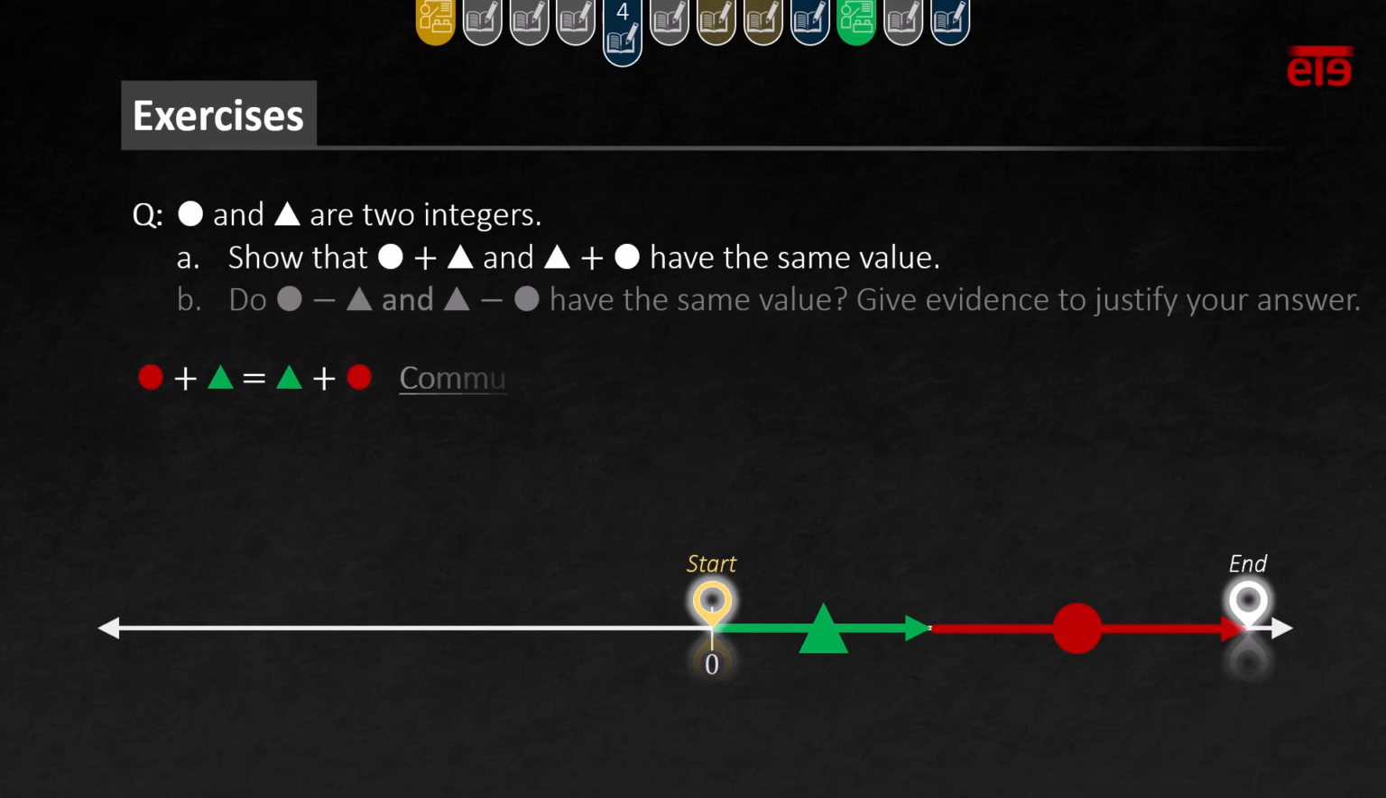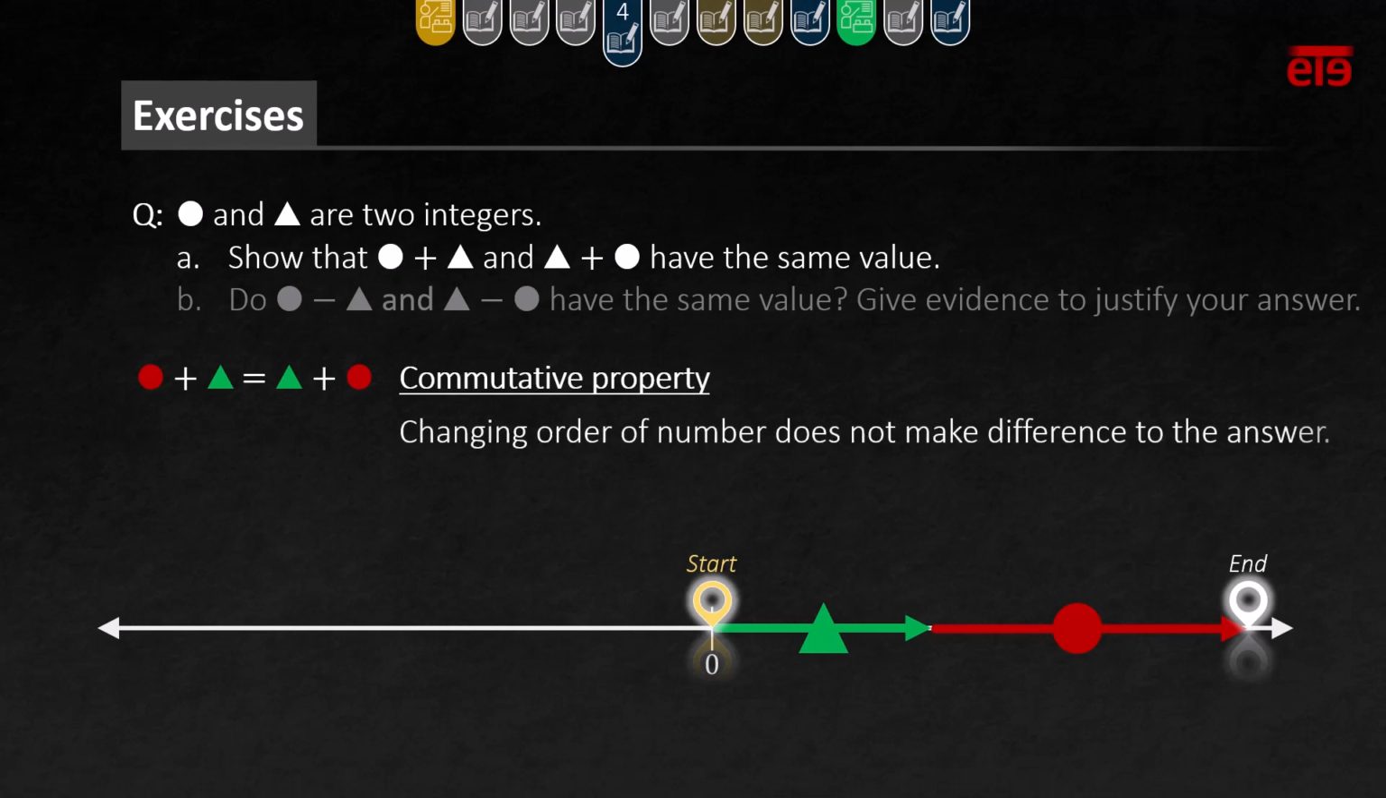This is called the commutative property of addition. When we add, changing the order of the numbers does not make a difference to the answer. We will get the same answer, and this property is true for adding any pair of integers.